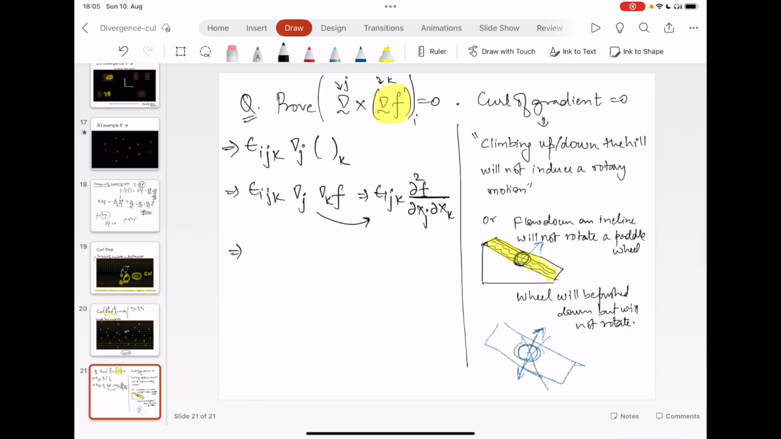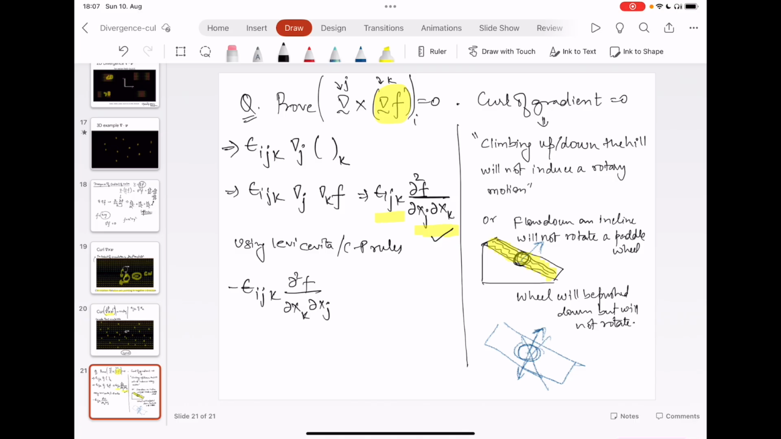Now I'm going to switch j and k. I can either switch here or switch here by using the rules of Levi-Civita. So I'm going to do the switching here using Levi-Civita or cross product rules. I'll get minus epsilon i j k dou square f by dou x k dou x j.